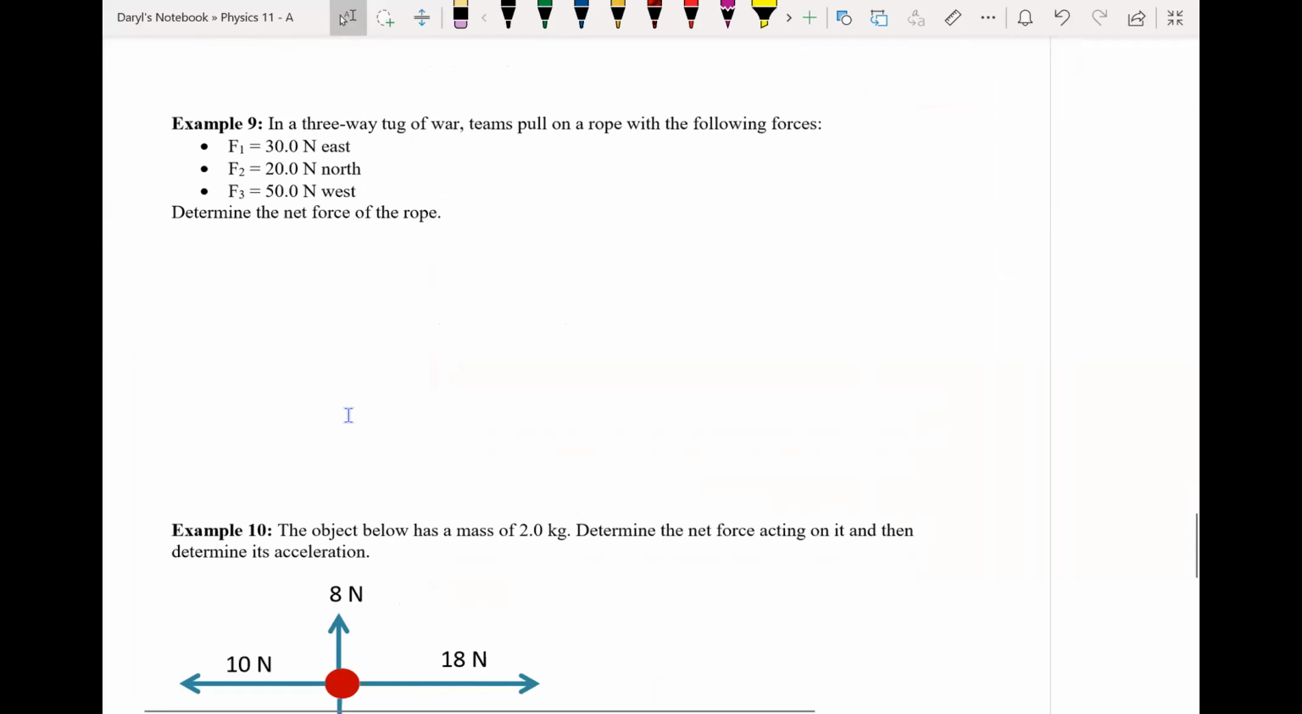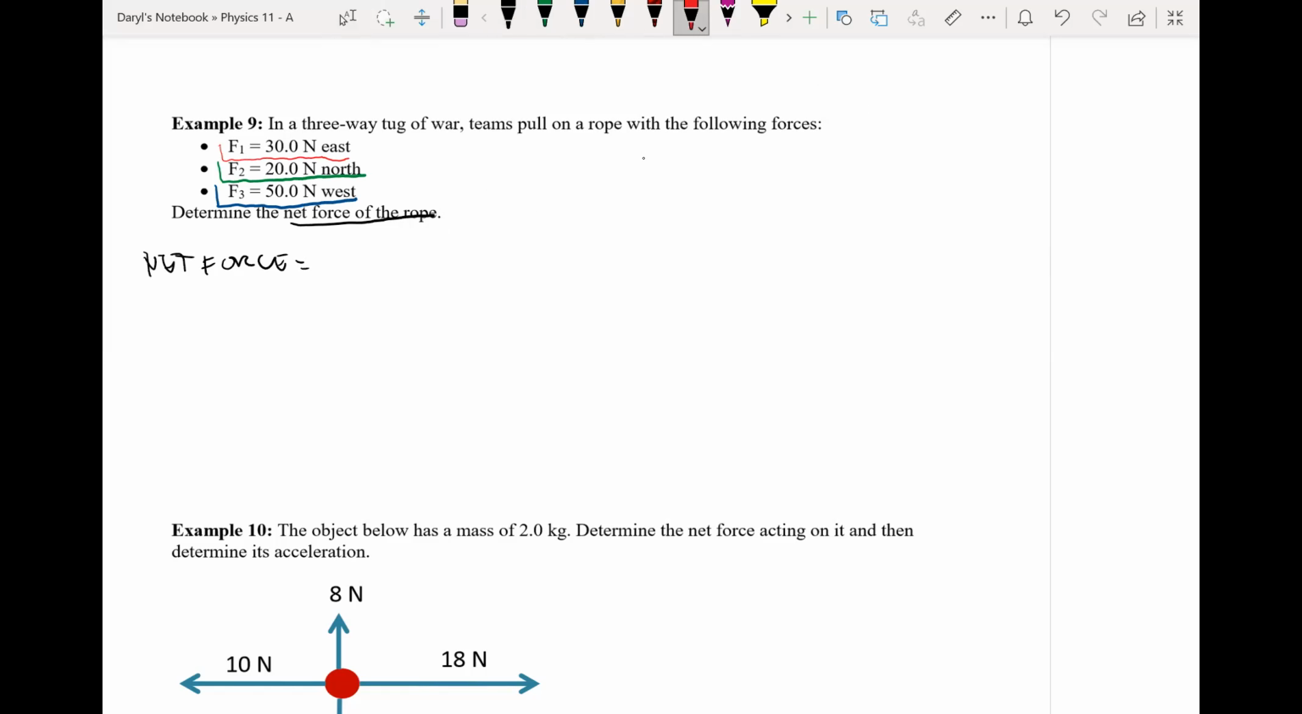So, example number 9. In a three-way tug of war, teams pull on a rope with the following forces. You're given F1 as 30 newtons east. The second one is 20 newtons north. And F3 is 15 newtons west. We need to determine the net force of the rope. Net force is just the sum of all the forces.